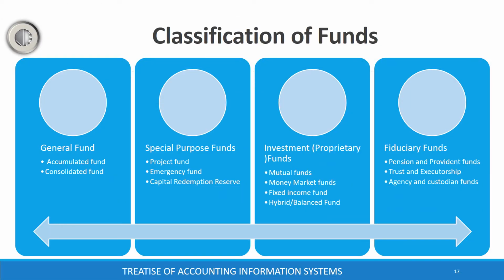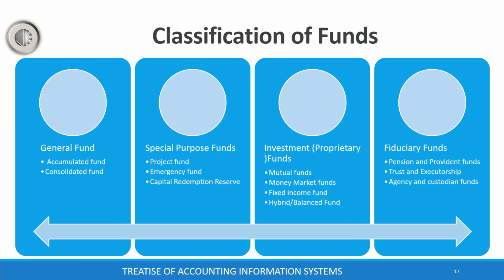Funds can be broadly classified into four. That is, general fund, special purpose funds, investment funds, and fiduciary funds. General fund is a fund that does not have a specific use, such as consolidated fund in government or accumulated fund in non-profit making organizations.